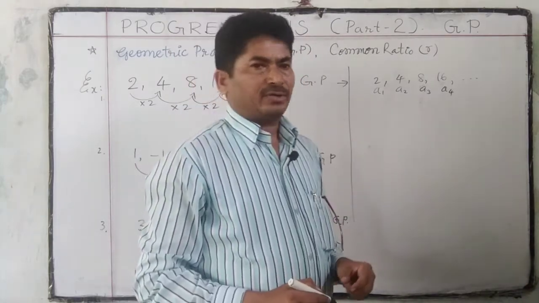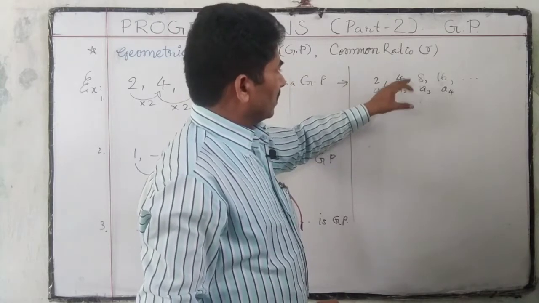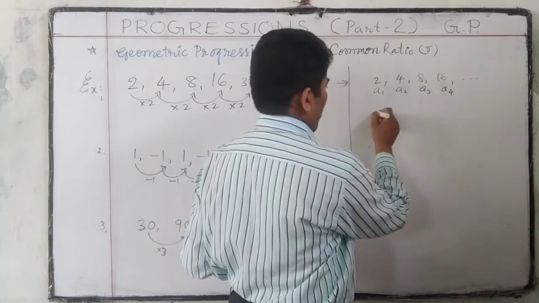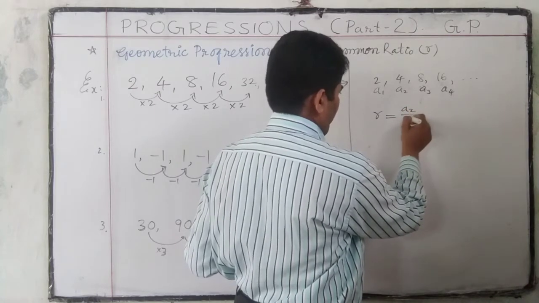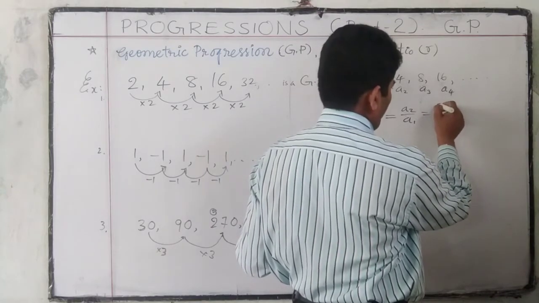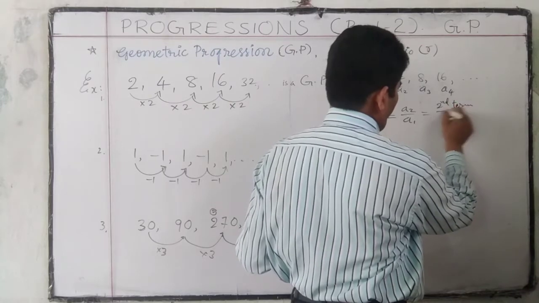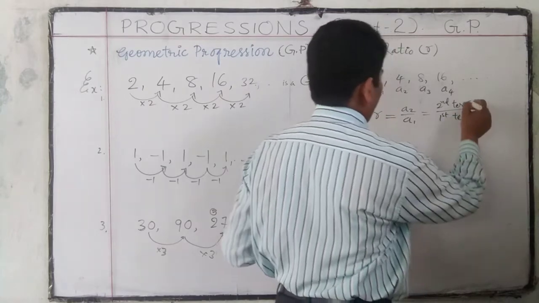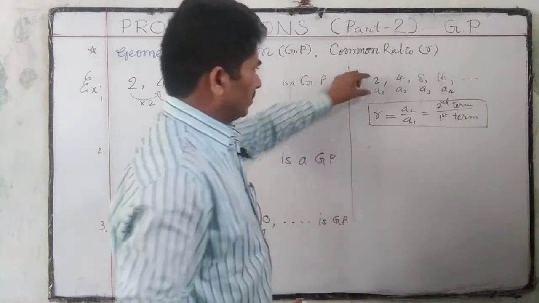How to get the common ratio? By dividing the second term by the first term, we can get the common ratio. So common ratio R is equal to A2 by A1, the second term by the first term. So this is the common ratio formula.